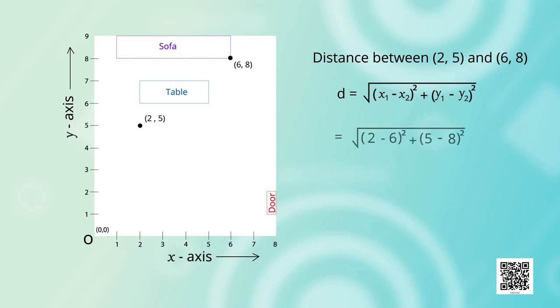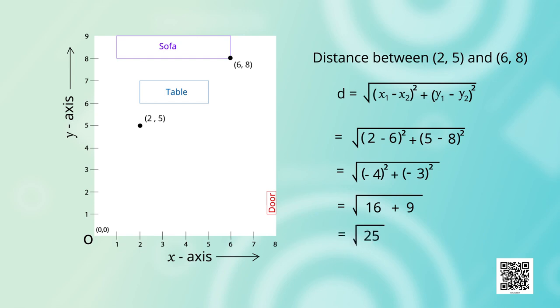That is under root (2 minus 6) square plus (5 minus 8) square, which can be written as under root (minus 4) square plus (minus 3) square. That is under root 16 plus 9, under root 25. And what is the square root of 25? It is 5. So the answer is 5 units. So children, this is how coordinate geometry can be applied in real life situations around us.